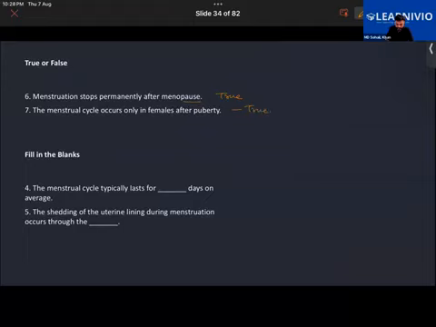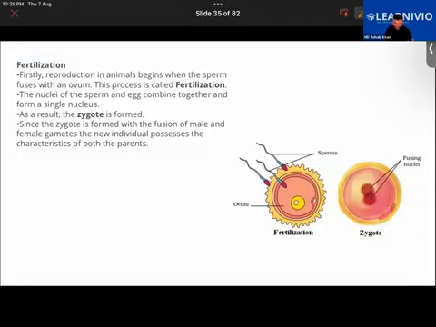It typically lasts for how many days? 28 days, or 21 to 35 days. On an average, 28 days. The shedding of the uterine lining during menstruation occurs through the vagina. The bleeding, the shedding, all of that is coming out through the vagina. This topic we'll be discussing in the next class.